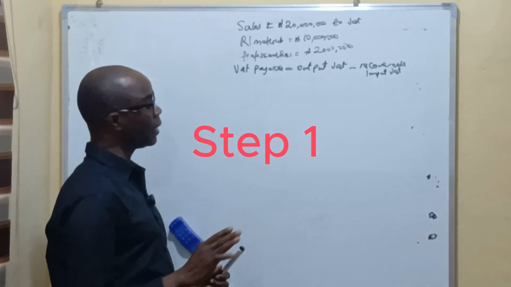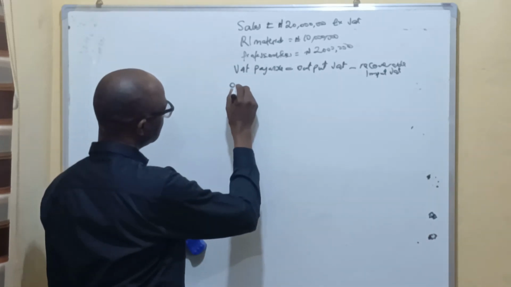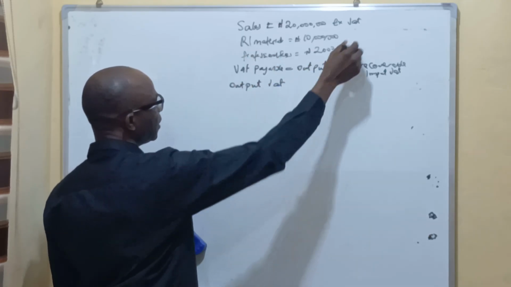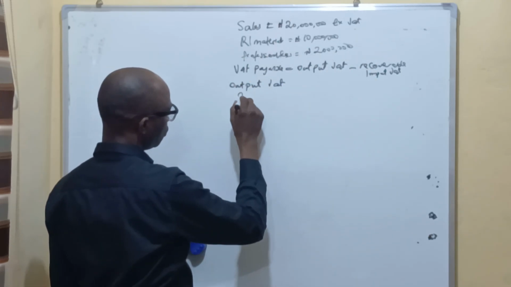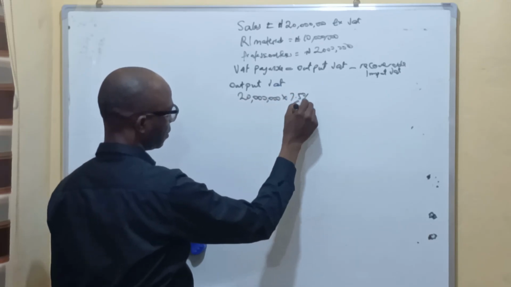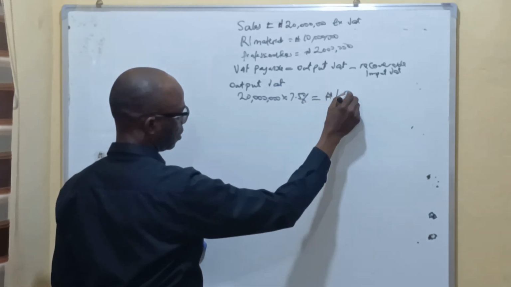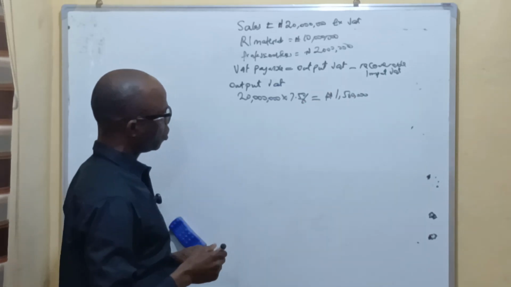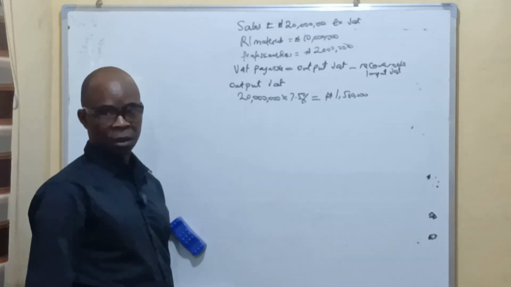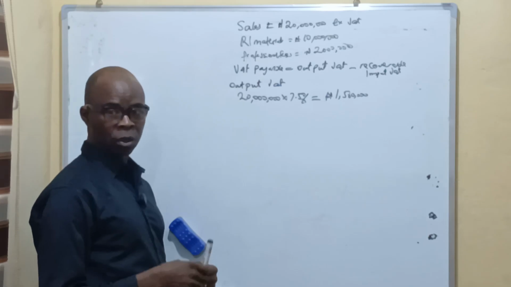The first step is to calculate the output VAT. Output VAT is based on the sales: 20 million times 7.5% gives you 1.5 million. So it means that this company made sales of 20 million and it charged VAT. This VAT plus the 20 million is expected to be received from the customer into the company's account.